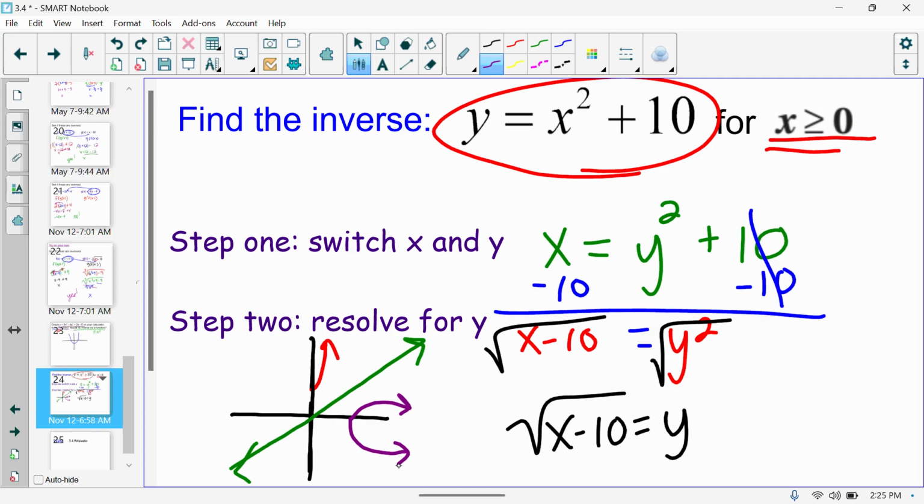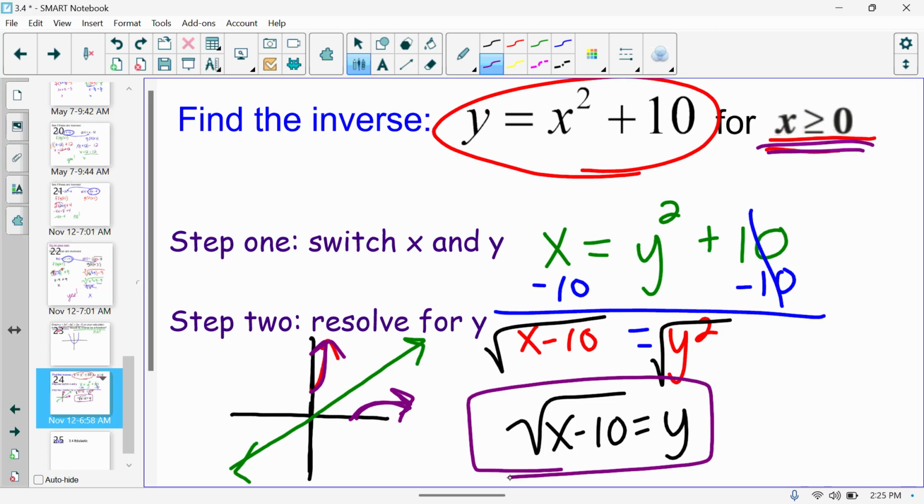Normally, that's technically what the whole thing would look like if we had this symbol. But because we started with only this half of the graph, we only want this half in its inverse, so we're not going to put the plus or minus symbol. That's all because of this thing, okay? That way our answer will be a function. Because again, if I graph the whole thing, it's not a function. It doesn't pass the vertical line test, okay?